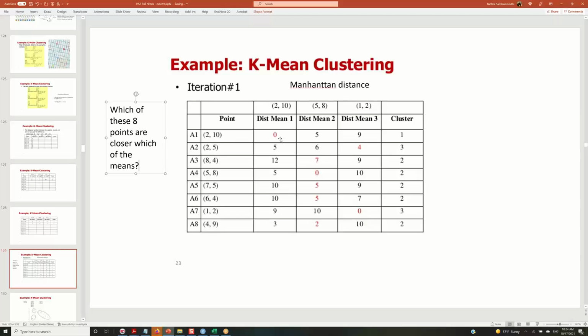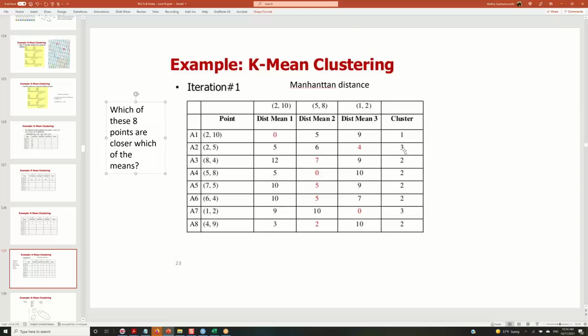So this is closer, of course, to its own mean. It's trivial information. But other than its own points, this point is closer to this one, so leave it. It will belong to 1. But 2,5 is closer to which one here? 4, which means it should be assigned to cluster 3. That's what we are doing here.